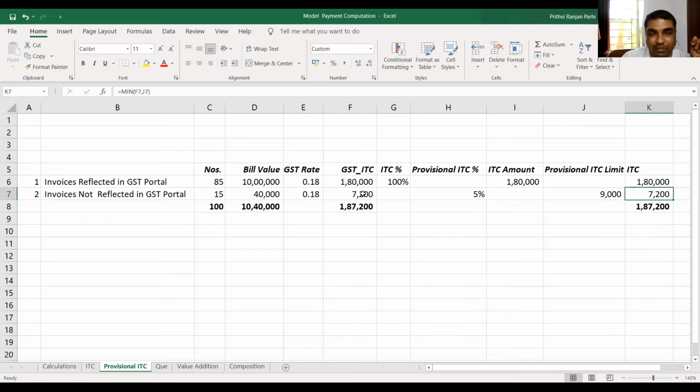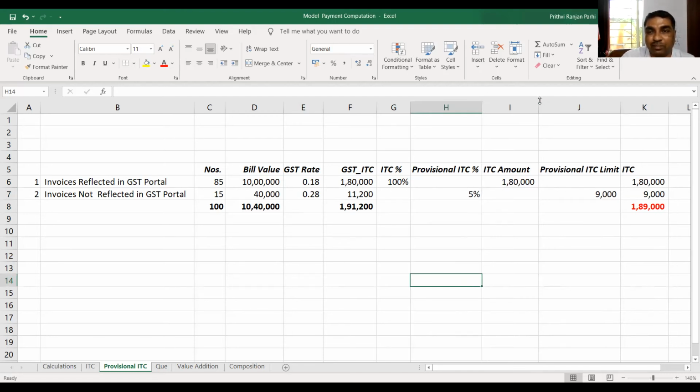Suppose it is more. Suppose here the rate is not 18%, the rate is 28%. Luxury goods you are doing. 11,200 is credit available, but you are eligible for 9,000. So how much can you take? Only 9,000. Finally, you will be able to avail 9,000. So this model, I want all of you to be able to do it. Whichever is lower, that amount you will take, because this is the maximum limit.